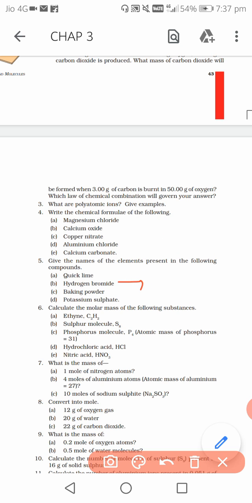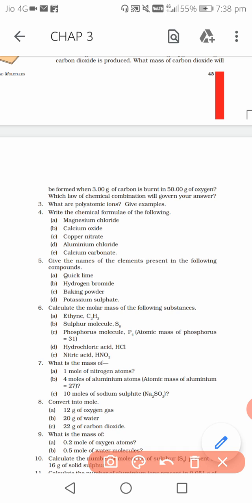Hydrogen bromide, HBr. Elements present are hydrogen and bromine. Then baking powder. Baking powder is also called sodium bicarbonate, and the formula is NaHCO3. So what are the elements present? Sodium, hydrogen, carbon, oxygen. Potassium sulfate is K2SO4. So the elements present are potassium, sulfur, oxygen.